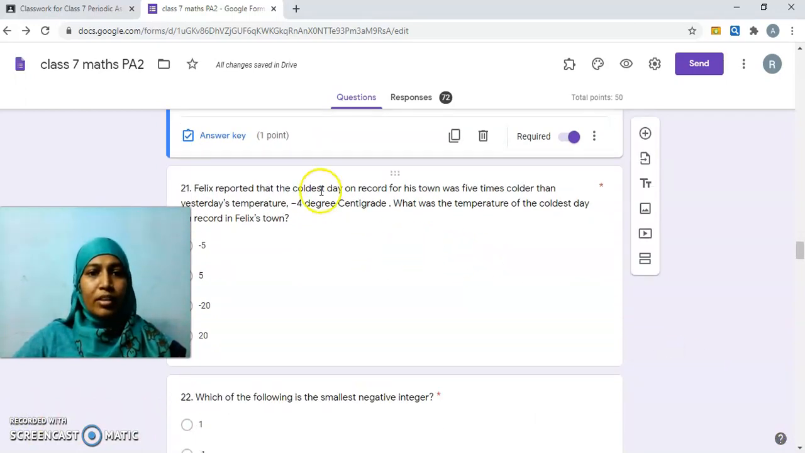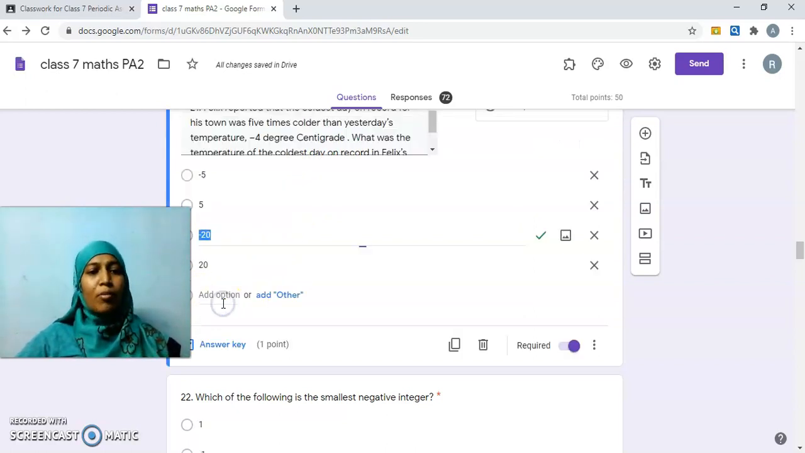Felix reported that the coldest day on record for his town was 5 times colder than yesterday's temperature, minus 4 degrees centigrade. What was the temperature of the coldest day? They are saying it is 5 times minus 4. What is 5 times minus 4? 5 into minus 4. 5 4s are 20. And we have a minus sign here. Plus into minus, minus 20. So the coldest temperature is minus 20.